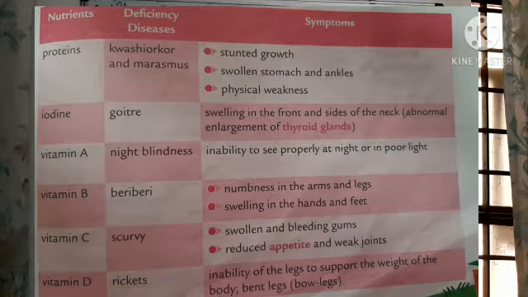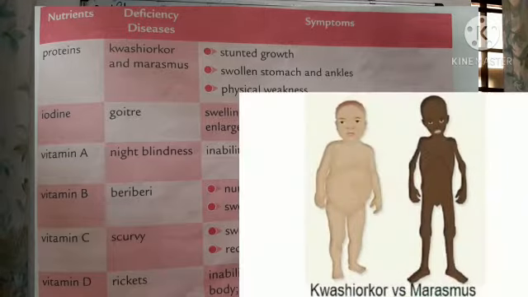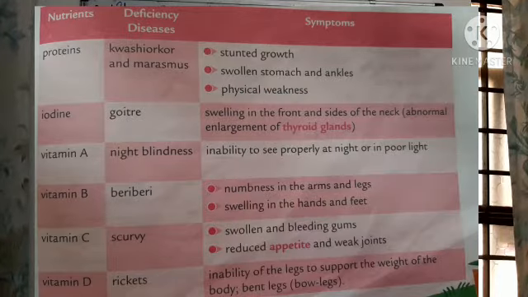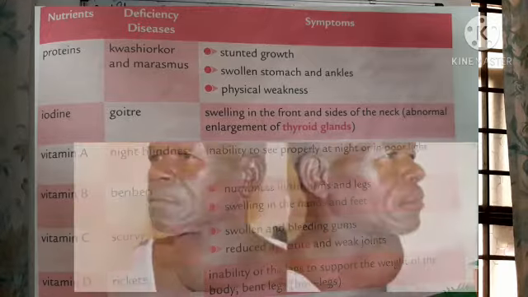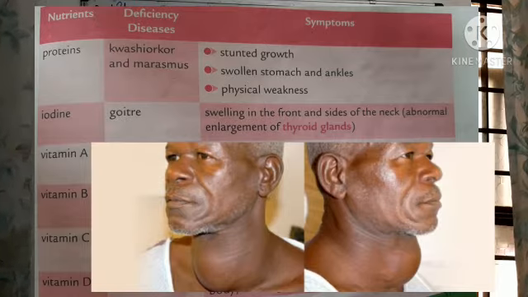So here, nutrients. What are the deficiency diseases of protein? That is kwashiorkor and marasmus. Lack of protein will cause kwashiorkor and marasmus. What are the symptoms of these diseases, children? Stunted growth, swollen stomach and ankles. Look at the boy. Then physical weakness. Next is iodine. Lack of iodine causes goiter. That is a type of disease. And what are the symptoms of goiter? In our neck we can see swelling in the front and side of the neck. That is the thyroid gland becoming swollen.